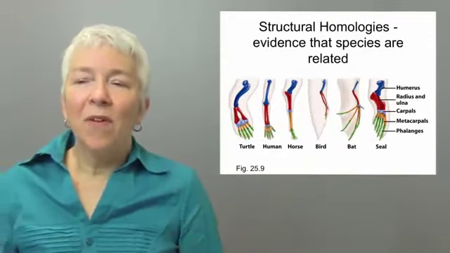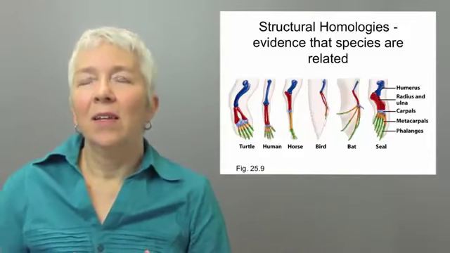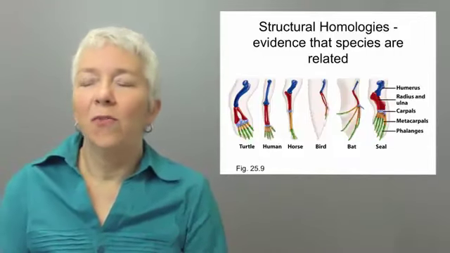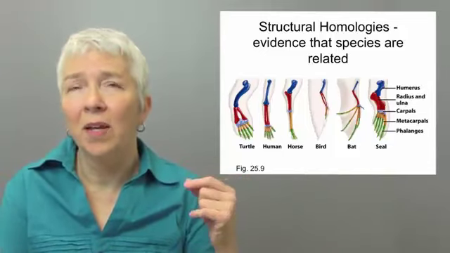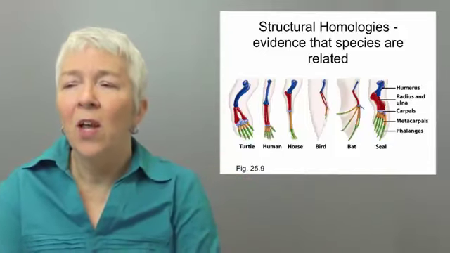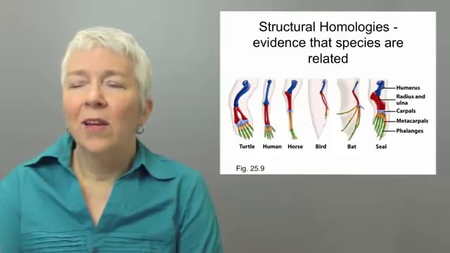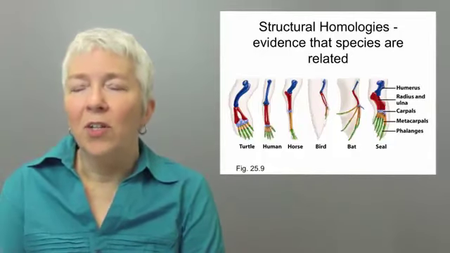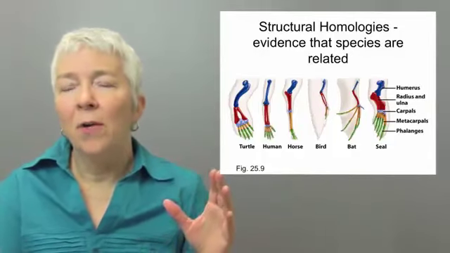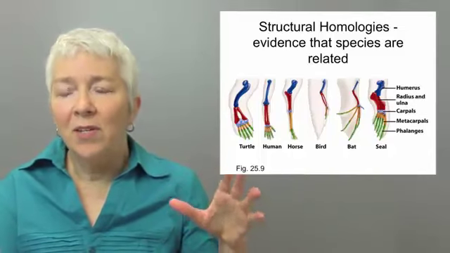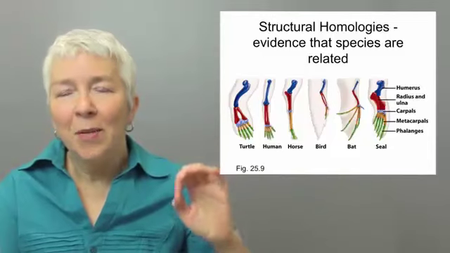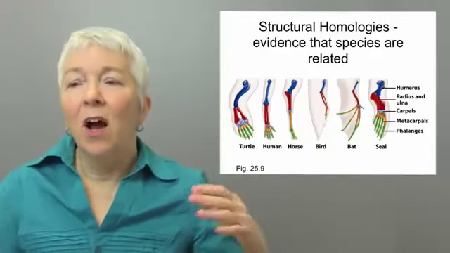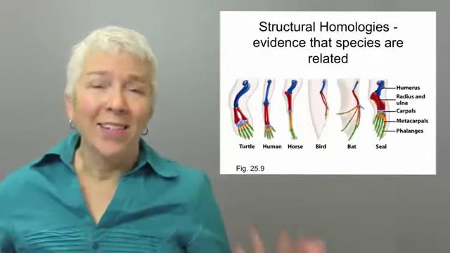Another source of evidence that species are related, which is closely related to vestigial traits but considers traits that are not necessarily vestigial and can also still be completely functioning, are traits that are homologies. And homologies are characteristics of organisms that are similar because of shared ancestry.